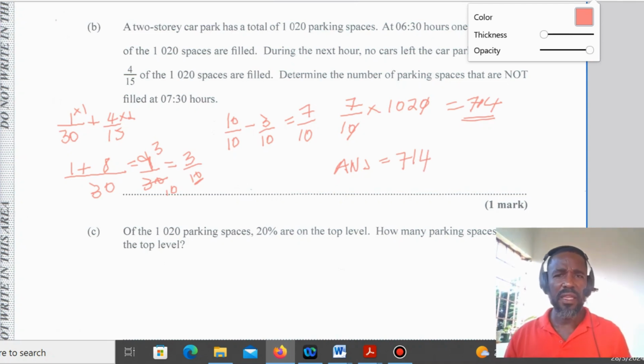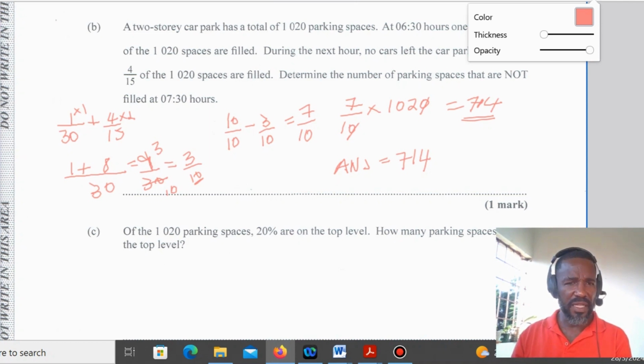And again, if you had watched the previous video, you would have seen where we got the 7 out of 10 being the remainder. So if you are in an exam, all you would do is to multiply the 7 over 10 times the 1,020, then you would have got the 714 spaces that were left. And that is how you would have approached that question.